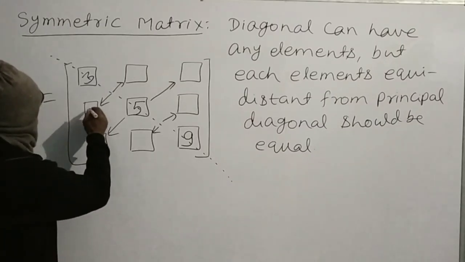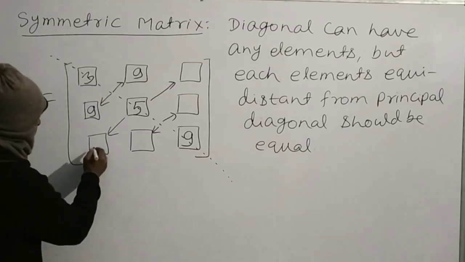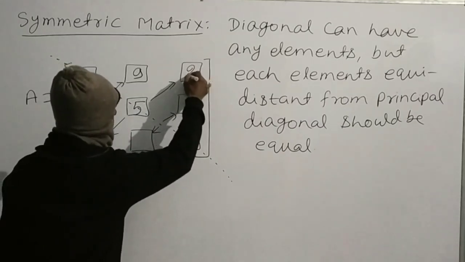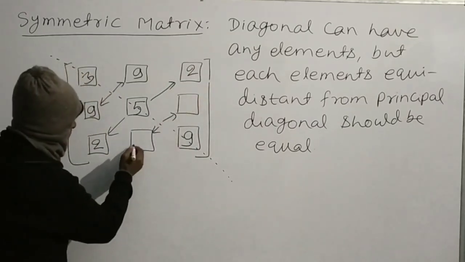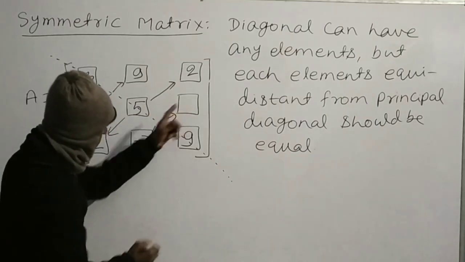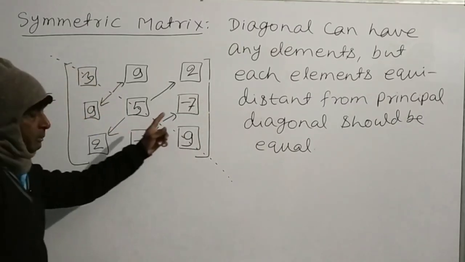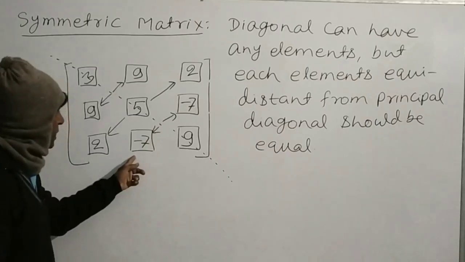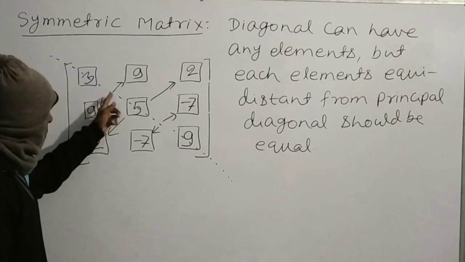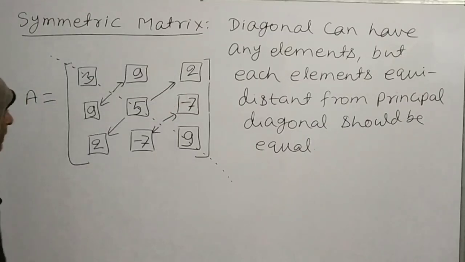Suppose we write 9, then we will have to write 9 here also. If we write 2 here, then we will have to write 2 here also. If we write -7 here, then we will have to write -7 here also. Elements equidistant from the principal diagonal should be equal. This is an example of a symmetric matrix.